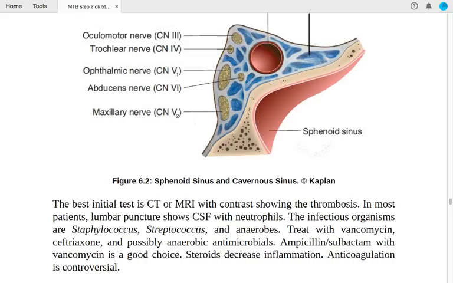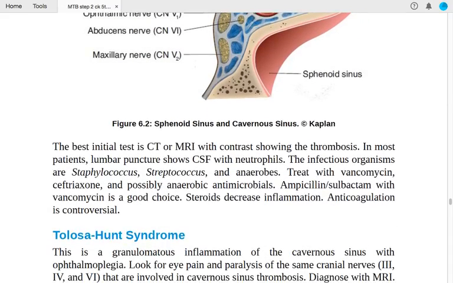Now the best initial test is CT or MRI with contrast showing the thrombosis. Most important in a case of cavernous sinus thrombosis, we'll see the thrombus, right? So we'll go for the CT or MRI. Both of them are considered best initial tests. There is nothing significant about going only for the CT or only for the MRI, whichever you want, because both are considered best initial testing.